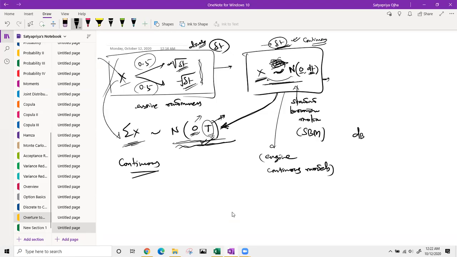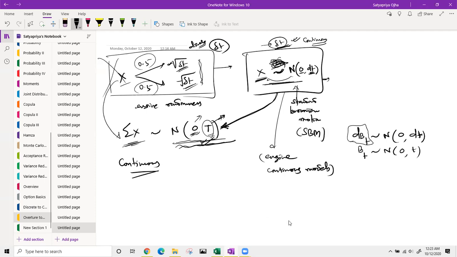So dBt is normally distributed with mean 0, variance dt. Okay, and if you stitch it together, it becomes Bt, Brownian motion, that is normally distributed with mean 0, variance t. And this dBt term is the core component of stochastic calculus in continuous settings. So we will look at the calculus involving dBt.